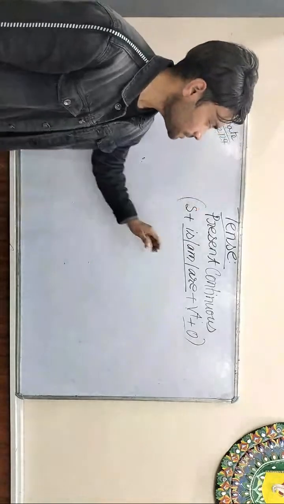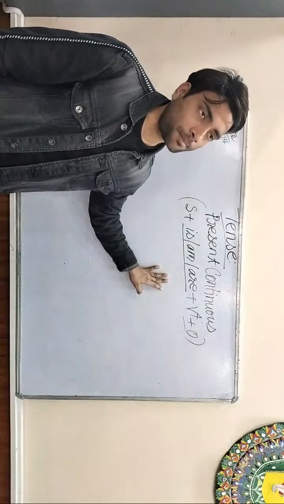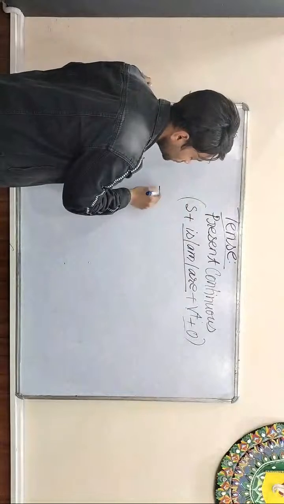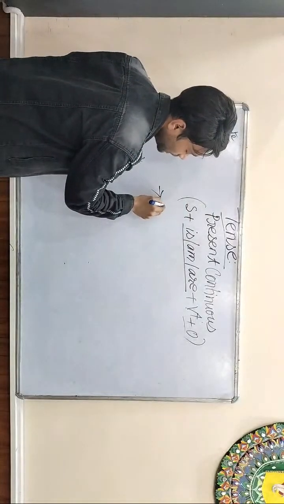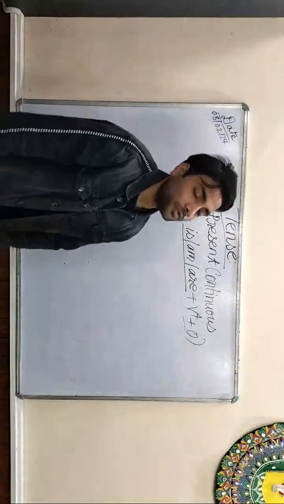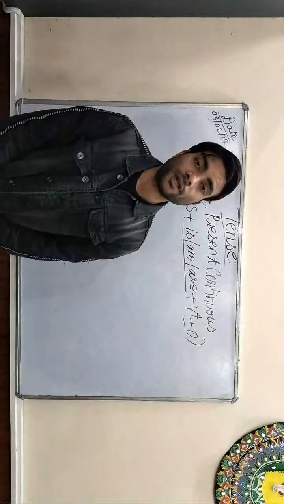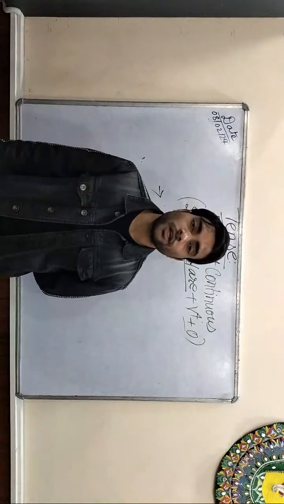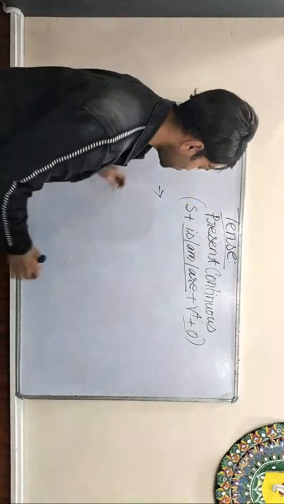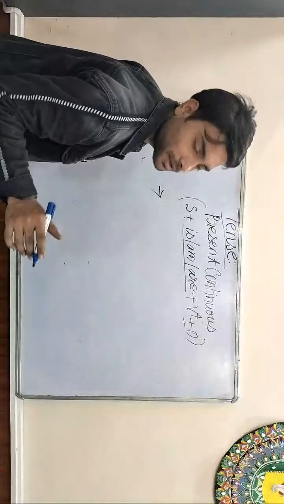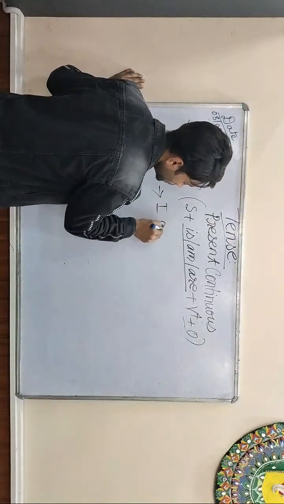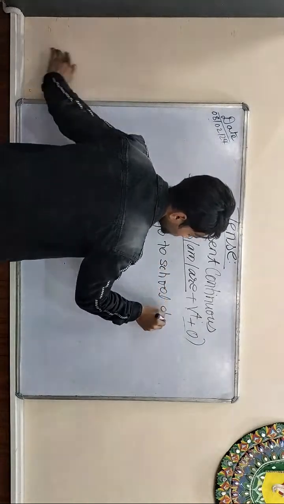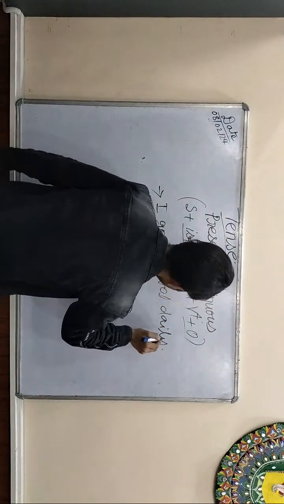Now let me have a quick recap of simple present tense. Simple present tense, as I told you that day, is used to talk about an action that happens on a daily basis, and also it is used for universal truth. What is that thing that happens on a daily basis? I go to school daily.